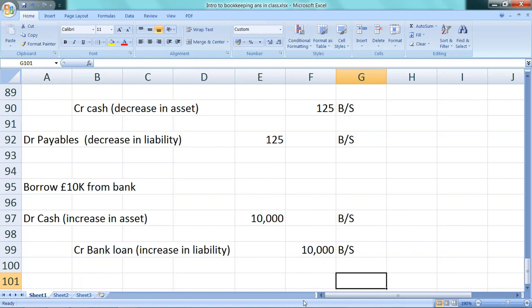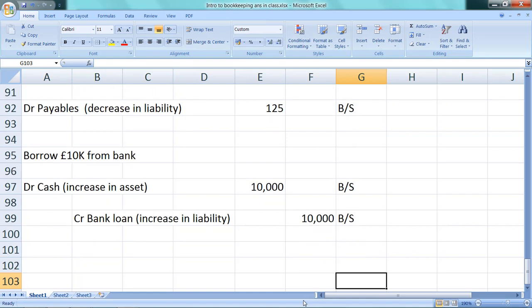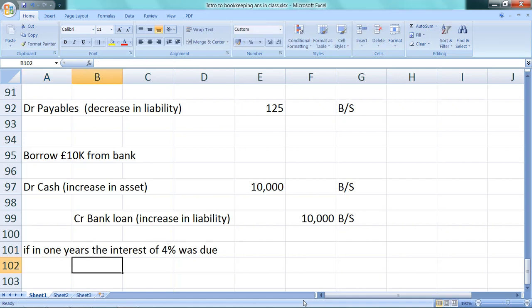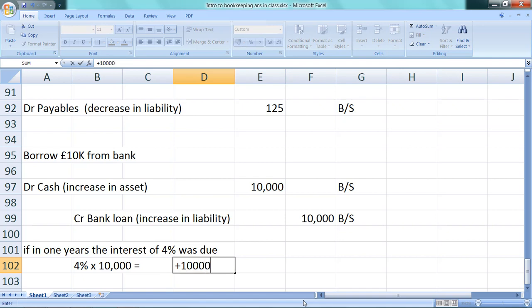Any impact on profit yet? No, no impact on profit yet. What would be potentially the impact on profit here if we had some sort of interest to pay? Okay, so let's add on an extra transaction here. If in 1 year's time the interest of, let's say, 4% was due, that now means I've got to pay 4% multiplied by the 10 grand as interest, which means I've got to pay £400 worth of interest.